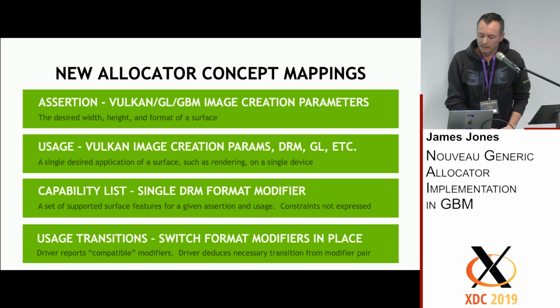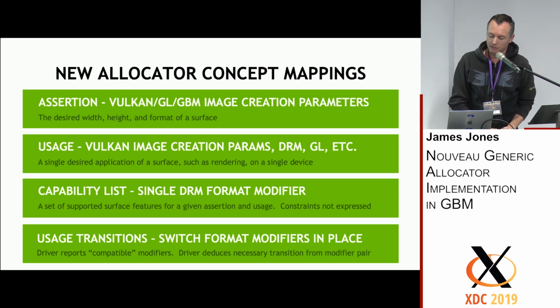Probably not too surprising. An assertion, obviously, is already in every API. So Vulkan, OpenGL, and GBM image creation parameters already include width, height, and format. Usage is defined by other APIs now. So if you want to create a Vulkan image, it already has a very rich set of usage to describe what kind of things you're going to use that image for.